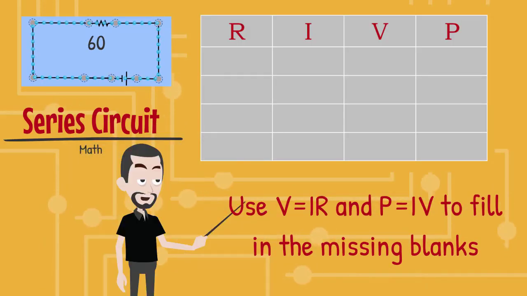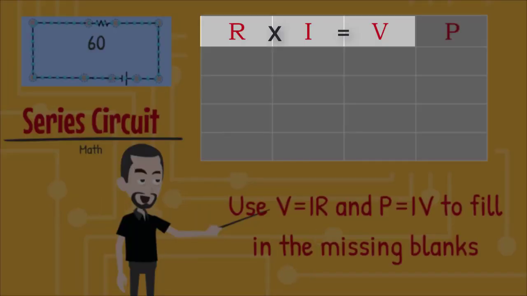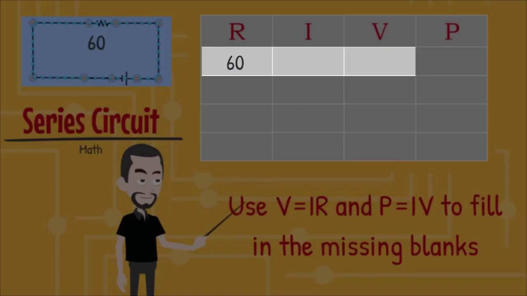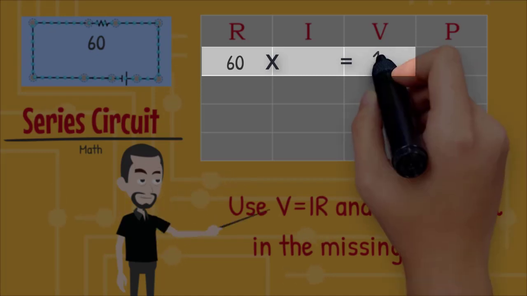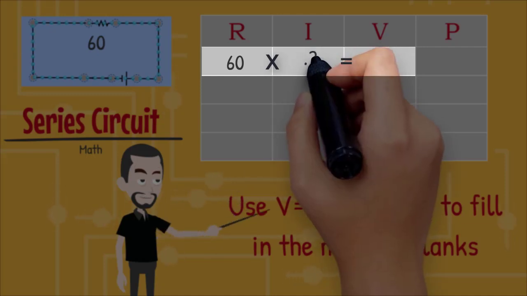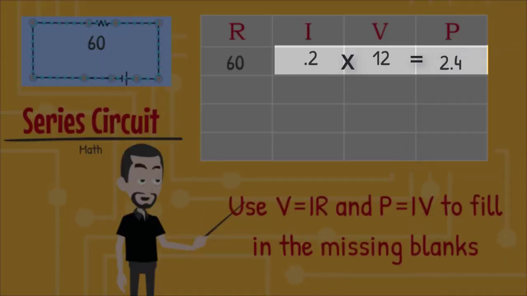We just calculated that the equivalent resistance for that series circuit is 60 ohms. So we'll do a new schematic diagram that has a single 60 ohm resistor in it. On the top line of our RIVP table, showing that resistance times current equals the voltage, and current times voltage equals power, we're going to fill in the things we know. We know there's 60 ohms of resistance, and we know the battery is 12 volts. Doing a little bit of math, we can figure out that the current is 0.2 amps, and the power, 0.2 times 12, would be 2.4 watts.